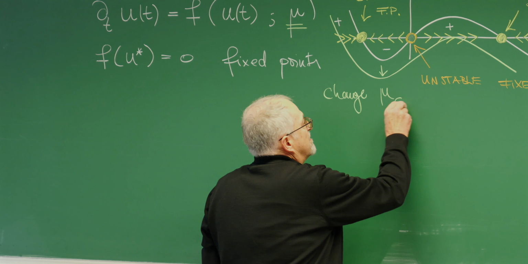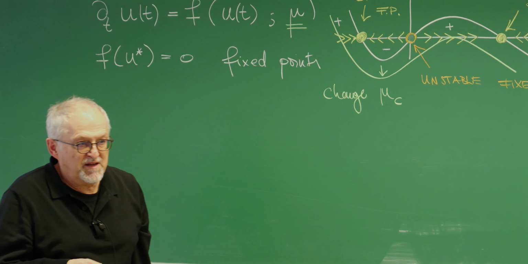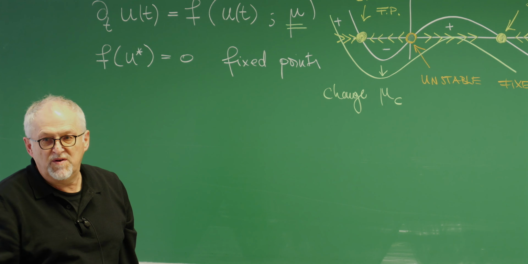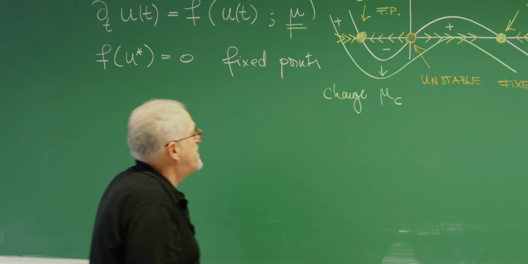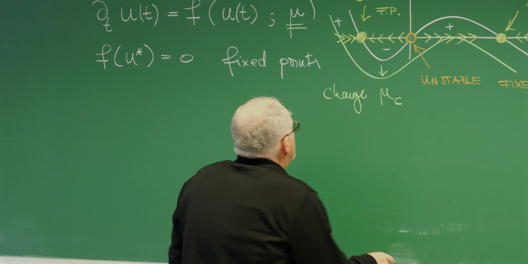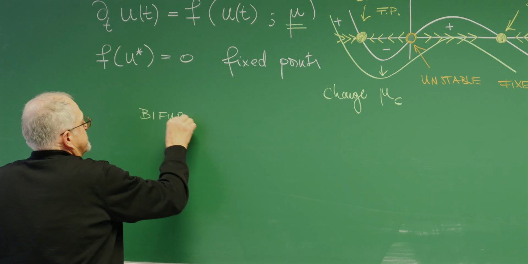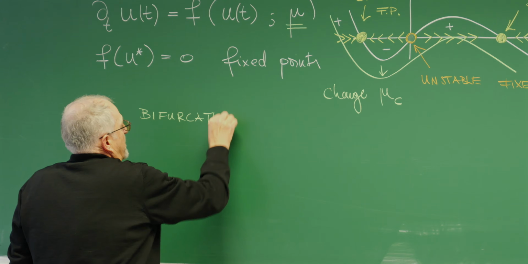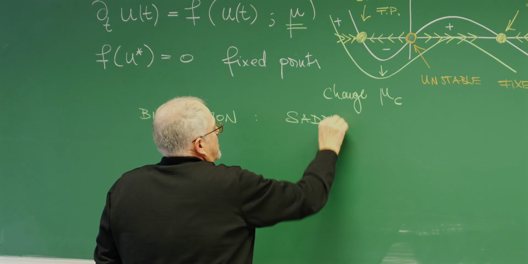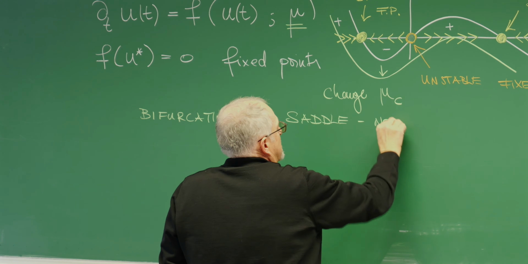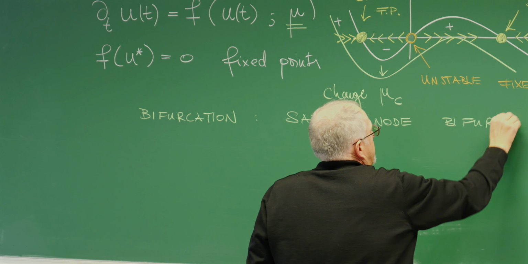So that's a critical value of mu at which you have a qualitative change in the flow in your phase space. 3 fixed points to 2 fixed points. So here we have a bifurcation. And this bifurcation has a name. It's called a saddle node bifurcation.